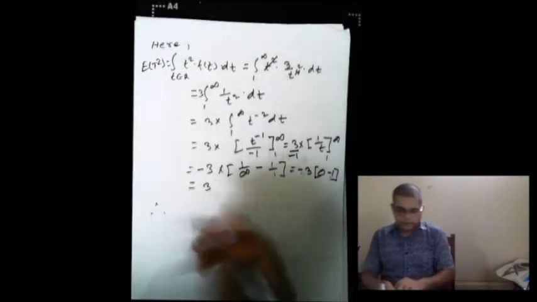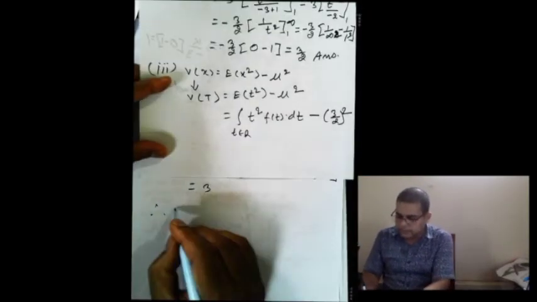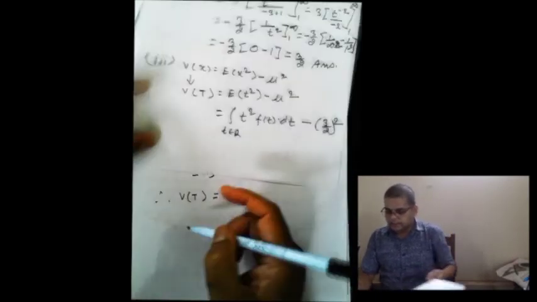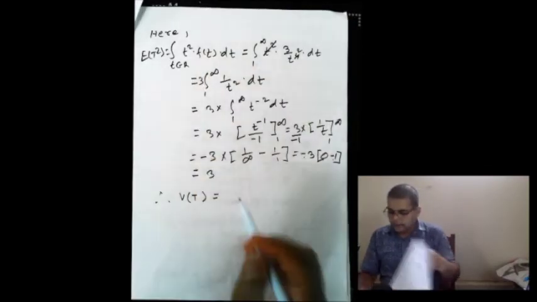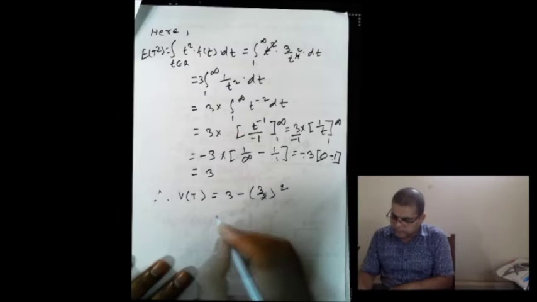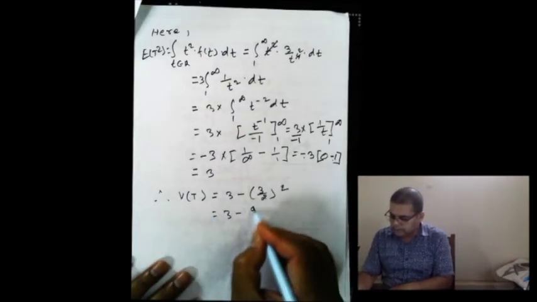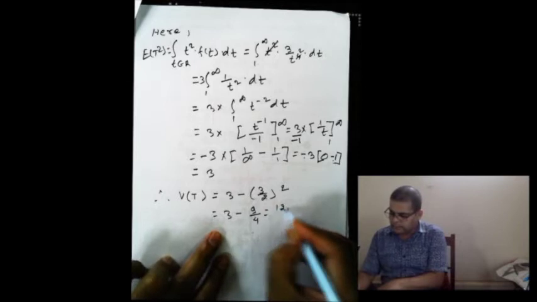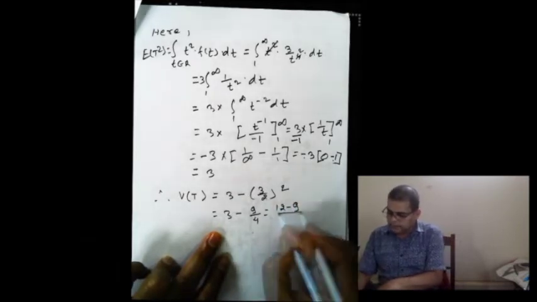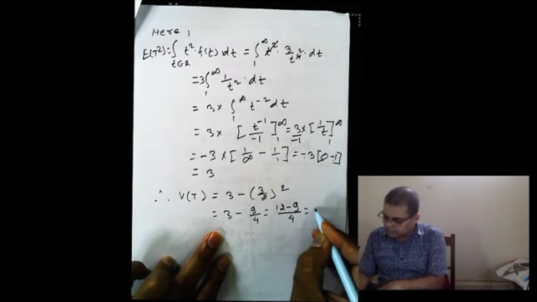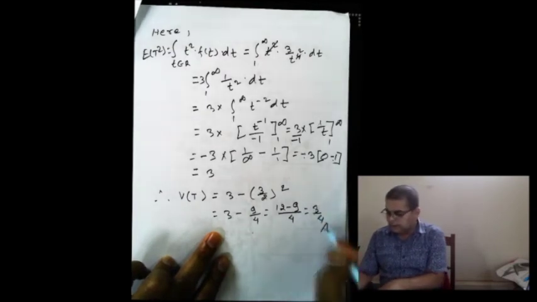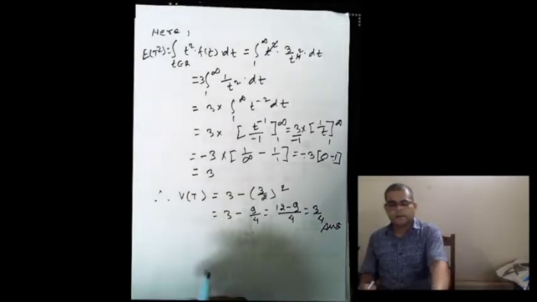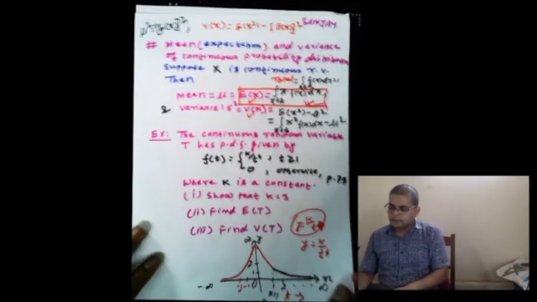So therefore your variance, V(t), is going to be equal to, for this we can replace the E(t squared) we have just now calculated, which is 3, and then it is already here (3/2) squared. Now let's calculate it. So it is 3 minus 9 divided by 4, that is 12 minus 9 divided by 4, and then this is 3 by 4. So this is the variance of this continuous probability distribution function.